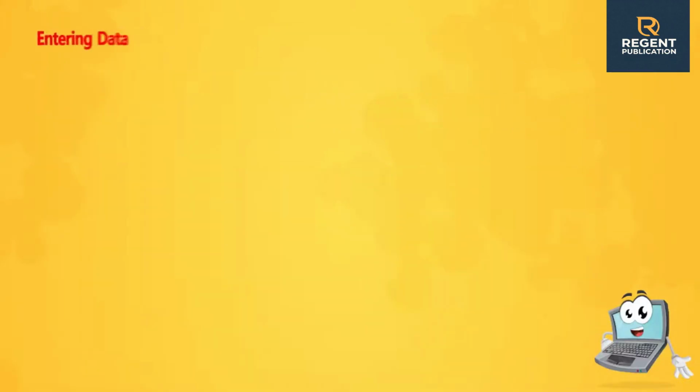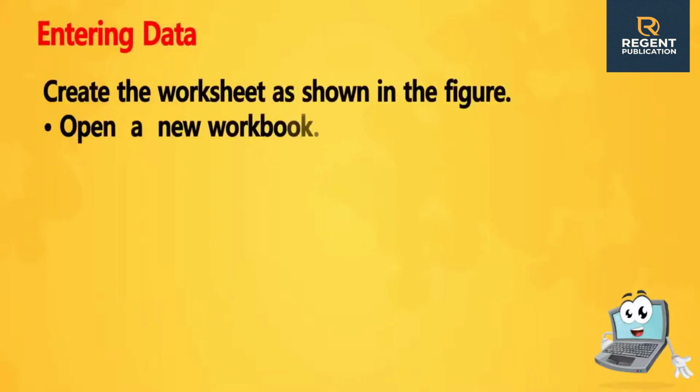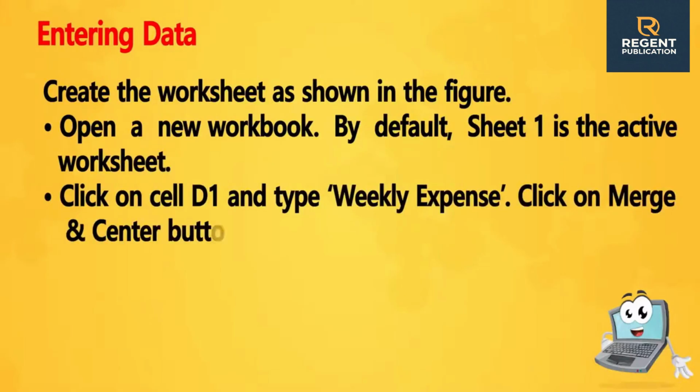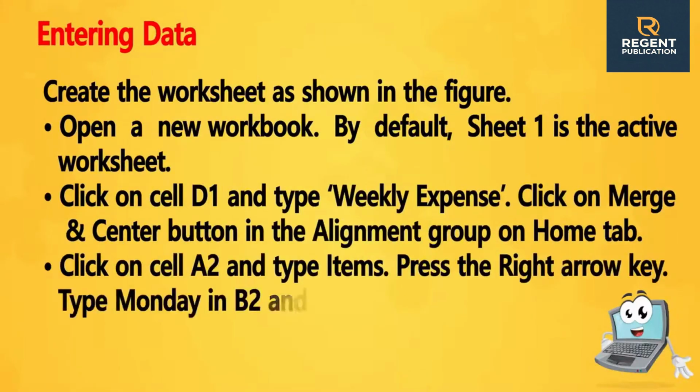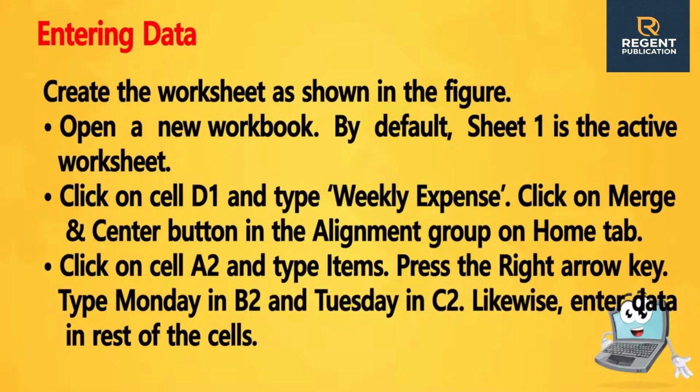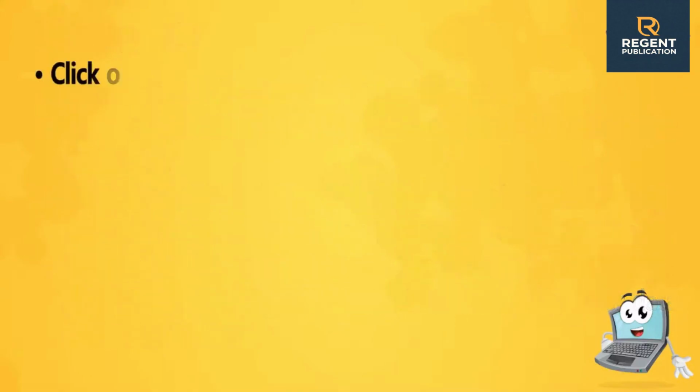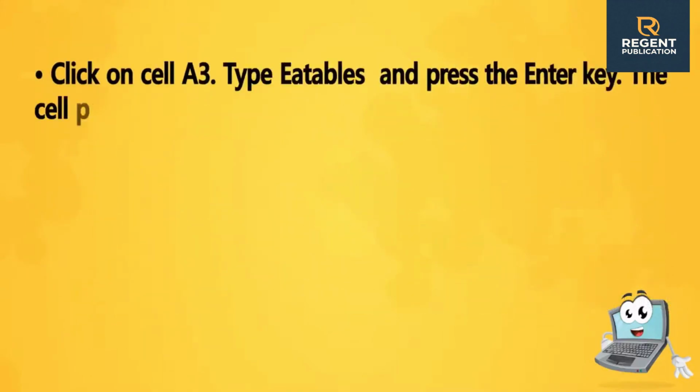Entering data. Create the worksheet as shown in the figure. Open a new workbook. By default, Sheet 1 is the active worksheet. Click on cell D1 and type Weekly Expense. Click on Merge and Center button in the alignment group on Home tab. Click on cell A2 and type Items. Press the right arrow key. Type Monday in B2 and Tuesday in C2. Likewise, enter data in rest of the cells. Click on cell A3, type Eatables and press the Enter key. The cell pointer shifts to cell A4.